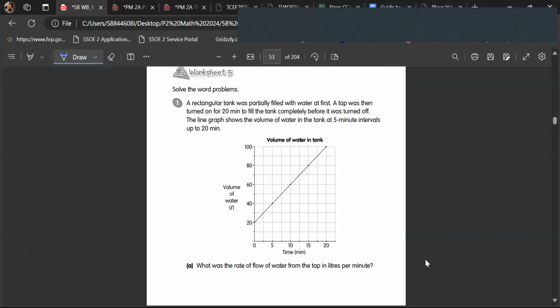Now we are at this question. Looking at this one now, can you tell me based on this graph, is it a constant rate or a step rate?